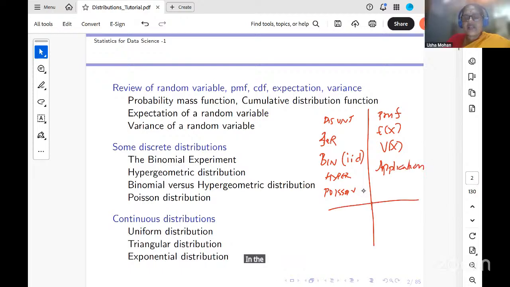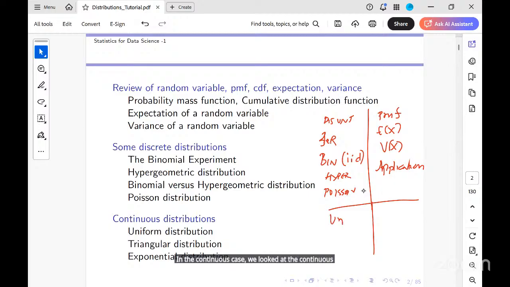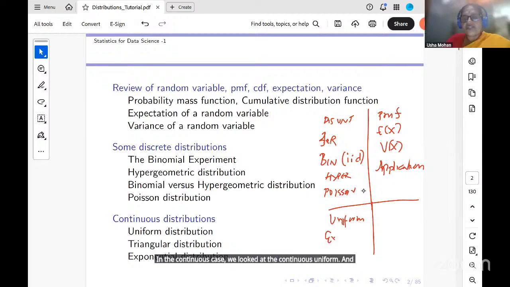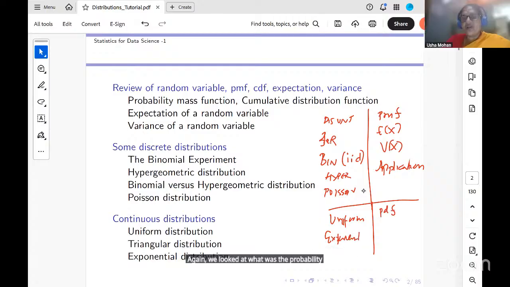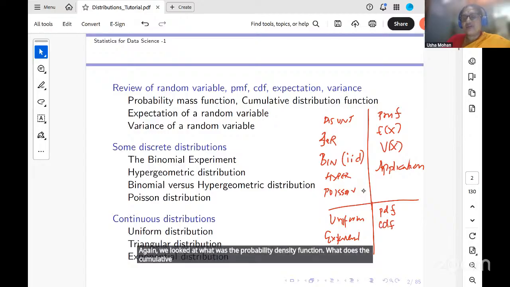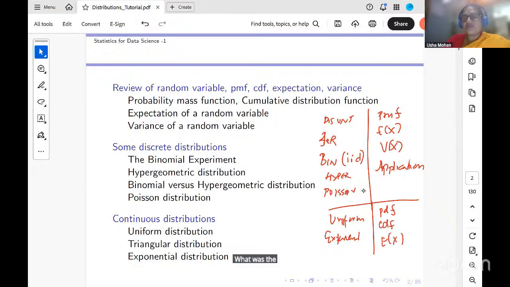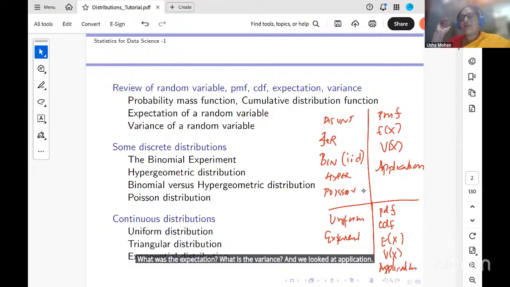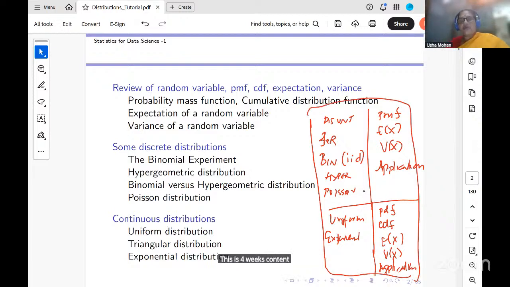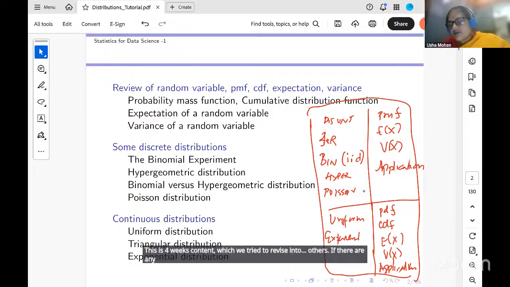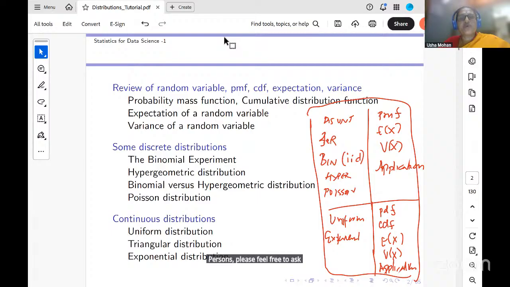In the continuous case, we looked at the continuous uniform and a continuous exponential distribution. Again, we looked at what was the probability density function, what was the cumulative distribution function, what was the expectation, what is the variance, and we looked at application of the formula to problems. So this is what we have revised today. This is 4 weeks content which we have tried to revise in 2 hours. If there are any conceptual level questions, please feel free to ask at this point.